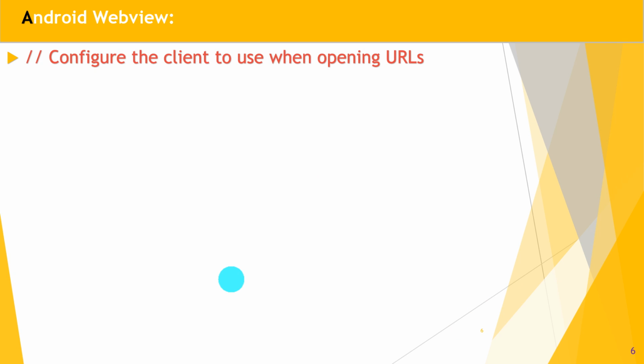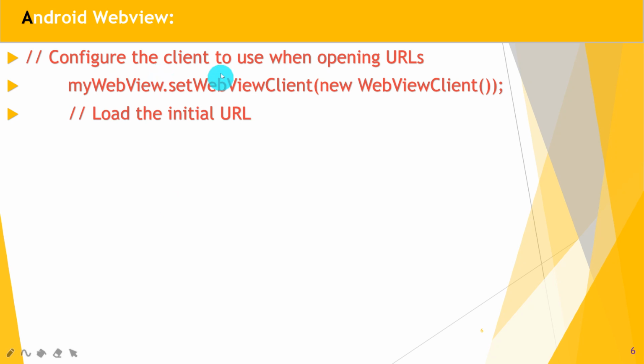Now, configure the client to use when opening the URLs. So how to configure the web client? myWebView.setWebViewClient and pass the object, that is new WebViewClient. When we call the constructor of the new WebViewClient class, it returns its reference or instance, that is called an object. So that WebViewClient object we have to pass to the setWebViewClient method. Great. So we have to configure the client to use when opening your URLs.